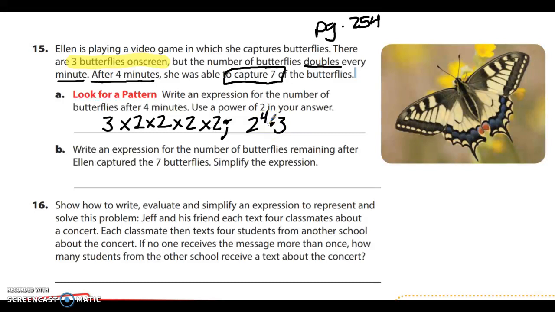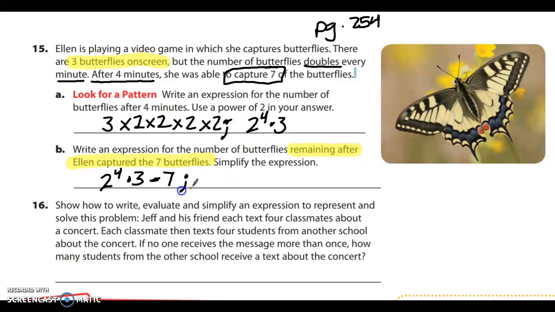Question B reads, write an expression for the number of butterflies remaining after Ellen captured the 7 butterflies and simplify the expression. So this one includes capturing, as in we're going to subtract. Remaining right here tells you that there were some on screen, but she captured 7, so that's going to be subtract. So it's going to be the same expression as we just wrote. It's going to be 2 to the 4th times 3 minus 7.